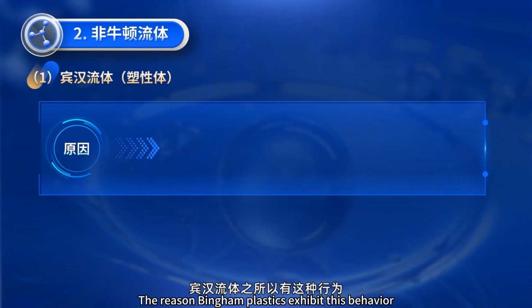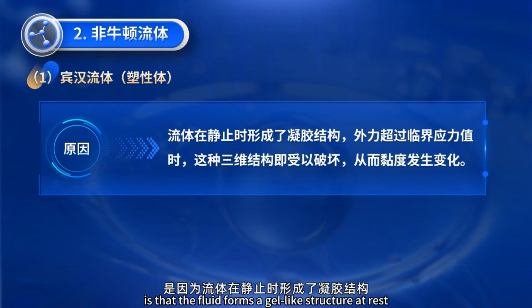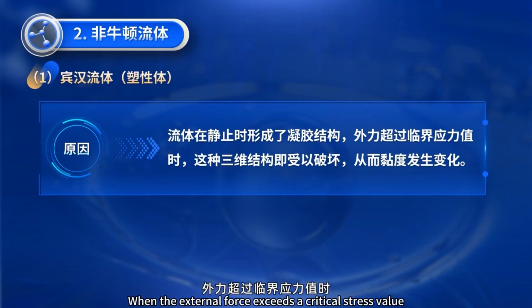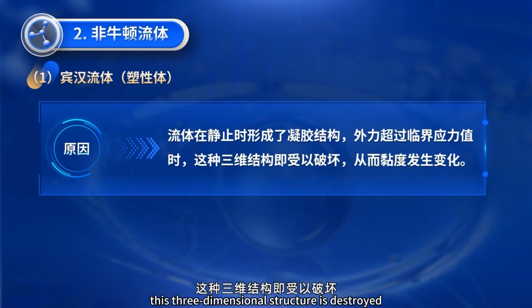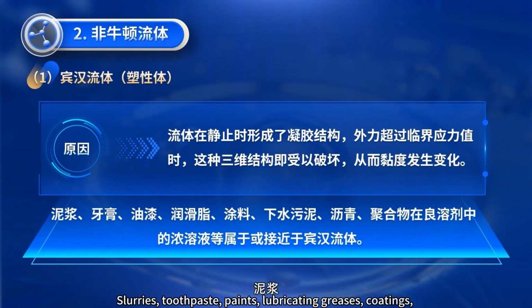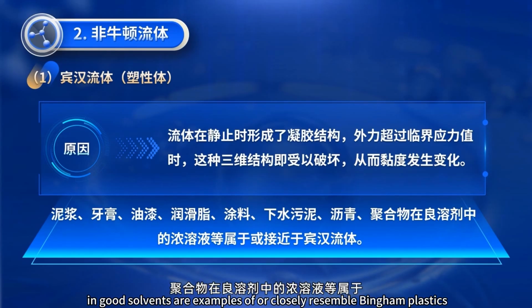The reason Bingham plastics exhibit this behavior is that the fluid forms a gel-like structure at rest. When the external force exceeds a critical stress value, this three-dimensional structure is destroyed, leading to a change in viscosity. Slurries, toothpaste, paints, lubricating greases, coatings, sewage sludge, asphalt, and concentrated polymer solutions in good solvents are examples of or closely resemble Bingham plastics.